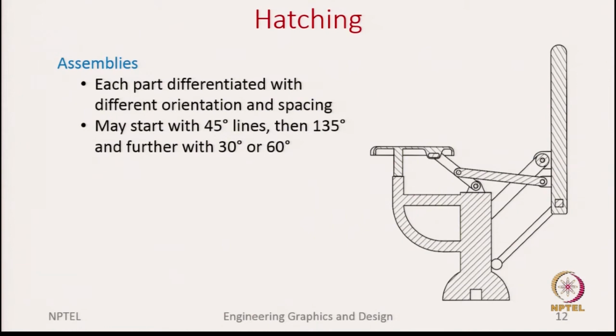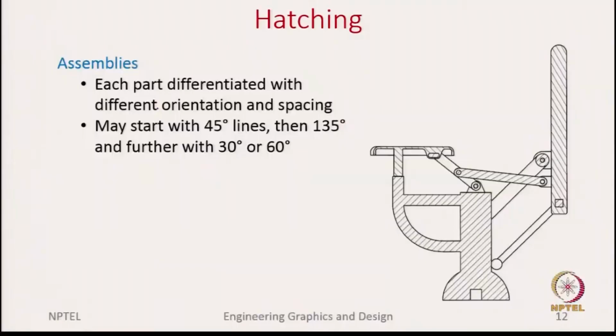First thing is, each part needs to be differentiated using different orientation and spacing. So, when we do the hatching for the sectioned areas, we need to keep in mind a few principles. First, we should be able to differentiate each of these parts. How do we differentiate these parts? By using hatching of different orientation and spacing.